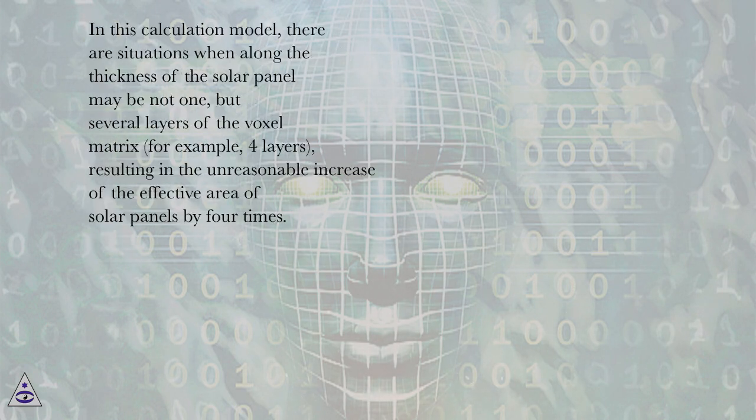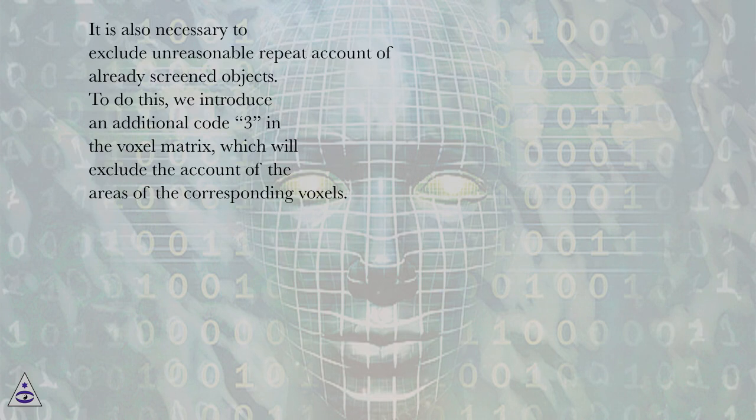In this calculation model, there are situations when along the thickness of the solar panel may be not 1, but several layers of the voxel matrix, for example, 4 layers, resulting in the unreasonable increase of the effective area of solar panels by 4 times. It is also necessary to exclude unreasonable repeat account of already screened objects. To do this, we introduce an additional code 3 in the voxel matrix, which will exclude the account of the areas of the corresponding voxels.